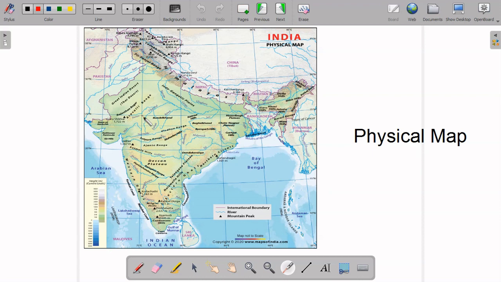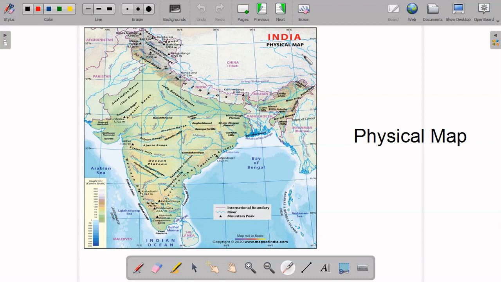Here in this map we can see the mountains are situated here, then the rivers have been depicted by these blue lines. The peak or the hill is depicted by this triangle. It is prepared with a different purpose: in order to depict the physical characteristics of the country, this map is prepared. Therefore, this map is known as the physical map.